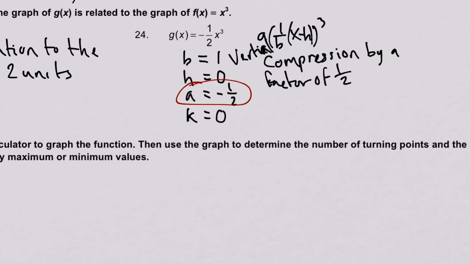And then that negative for A also causes a reflection. Reflection across which axis? We'll think about it. It's a vertical reflection, right? From top to bottom or from bottom to top, which is a reflection across the x-axis, not the y-axis.